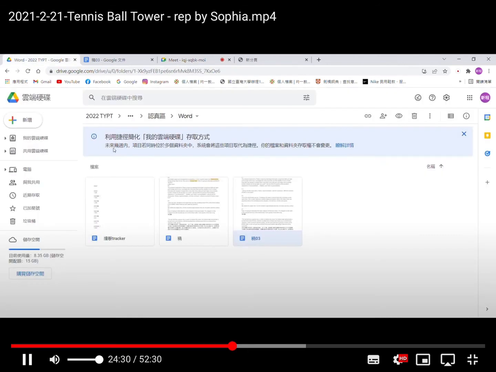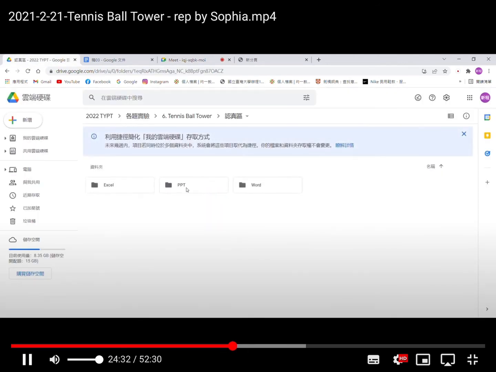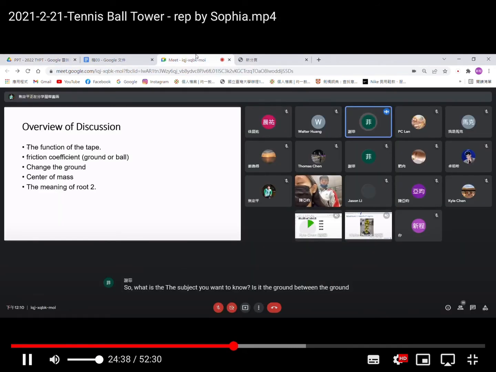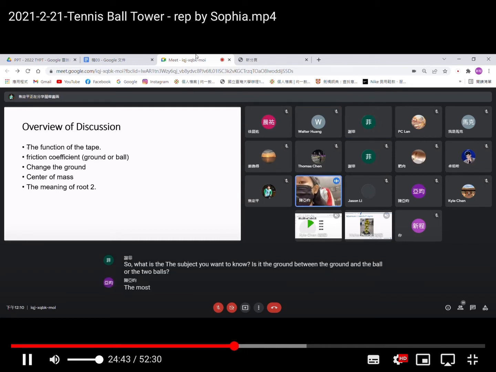So what is the subject you want to know? Is it between the ground and the ball, or between the two balls? The most important one is the coefficient of friction between ball and ball.